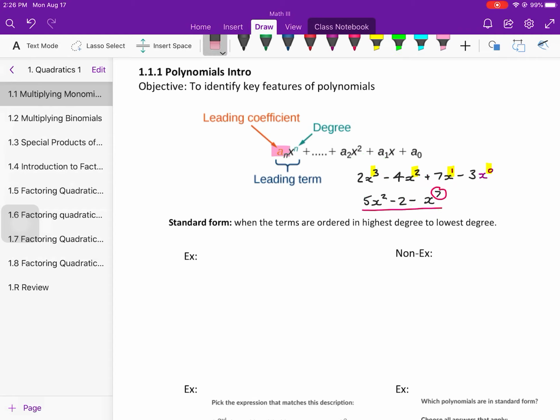So looking at the number in front of it would be our leading coefficient. So in this case, I accidentally had it highlighted already, but a sub n, that's the number in front. So this 2 would be your leading coefficient. What about over here?